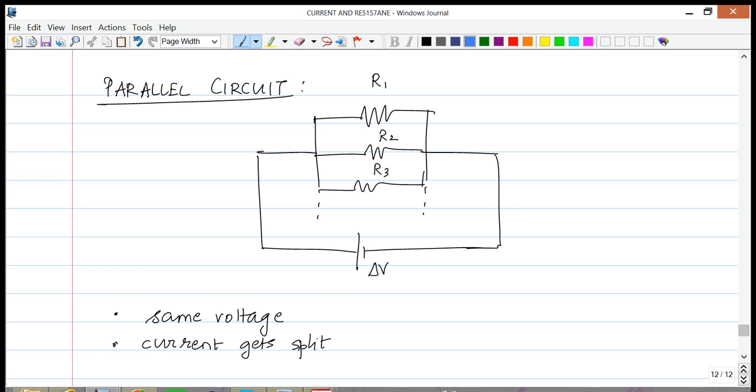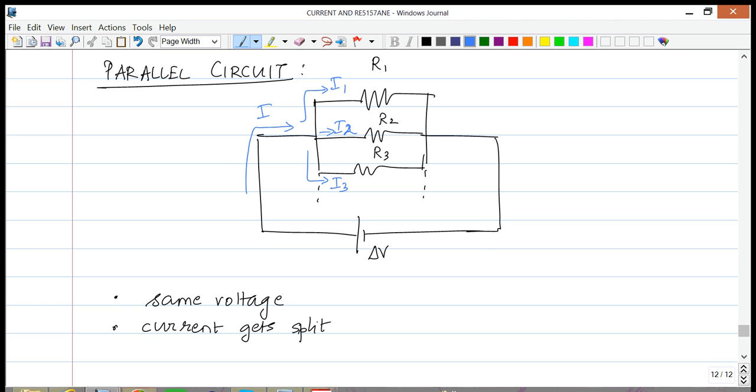Now on the other hand, you notice that the current is going to get split. As you know, once the circuit is complete, some current I flows in here, and that is going to get split because it's going to branch off into various branches depending on the values of the resistors. So you have I1, I2, I3, and so on and so forth. So we understand a few simple things.